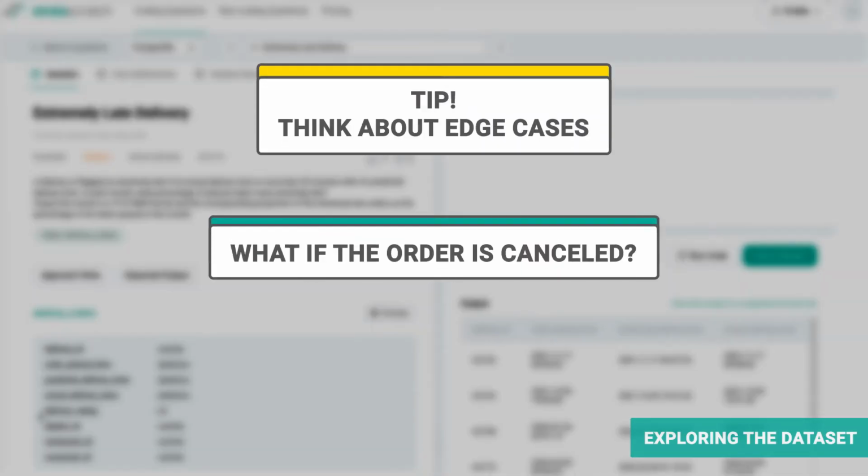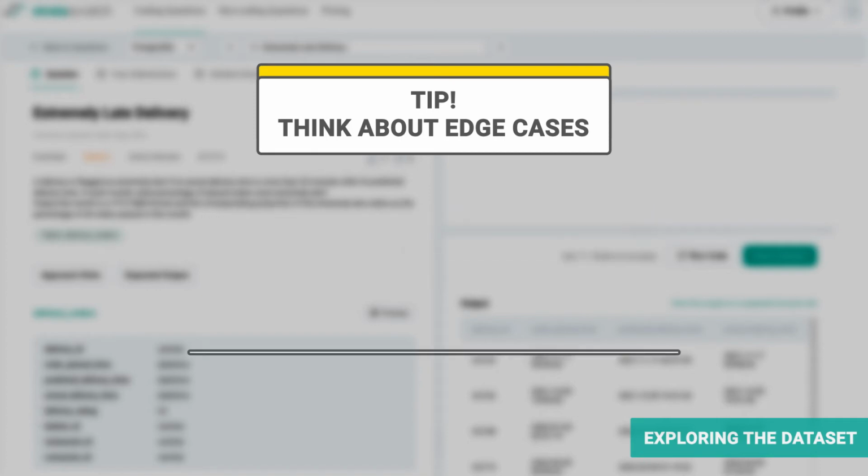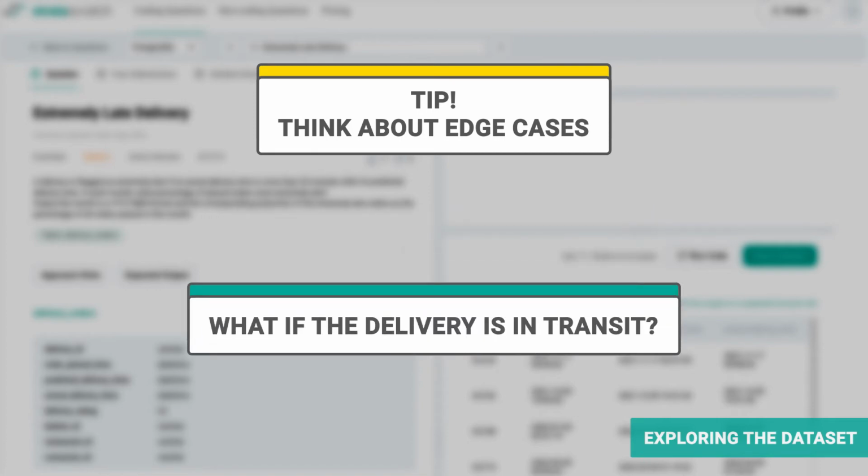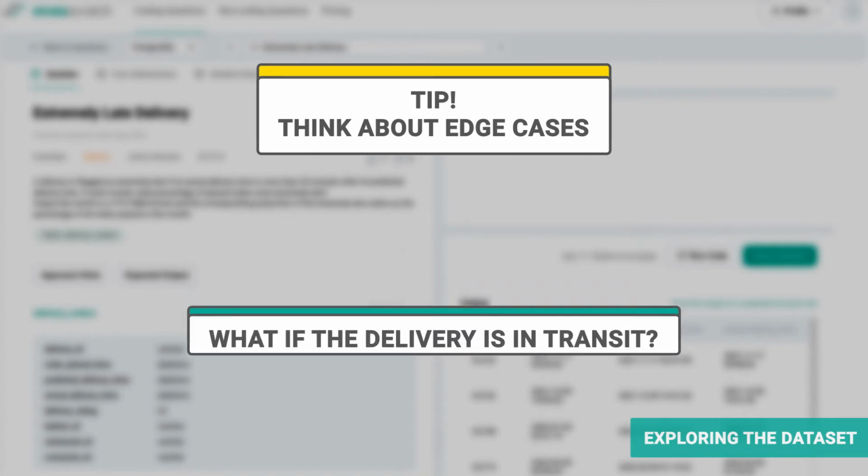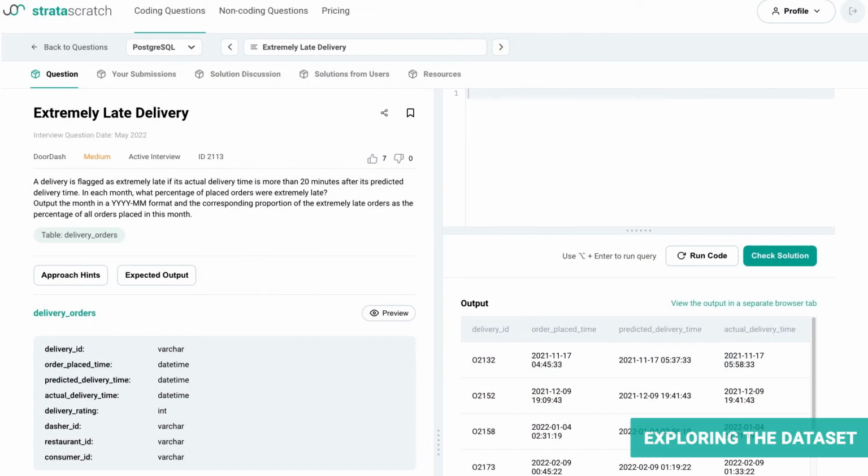But what if the order is cancelled? Or what if the delivery is in transit, as in the order was placed but not yet delivered? You can ask these clarifying questions to your interviewer, but for now, let's assume that the dataset contains only fulfilled orders.